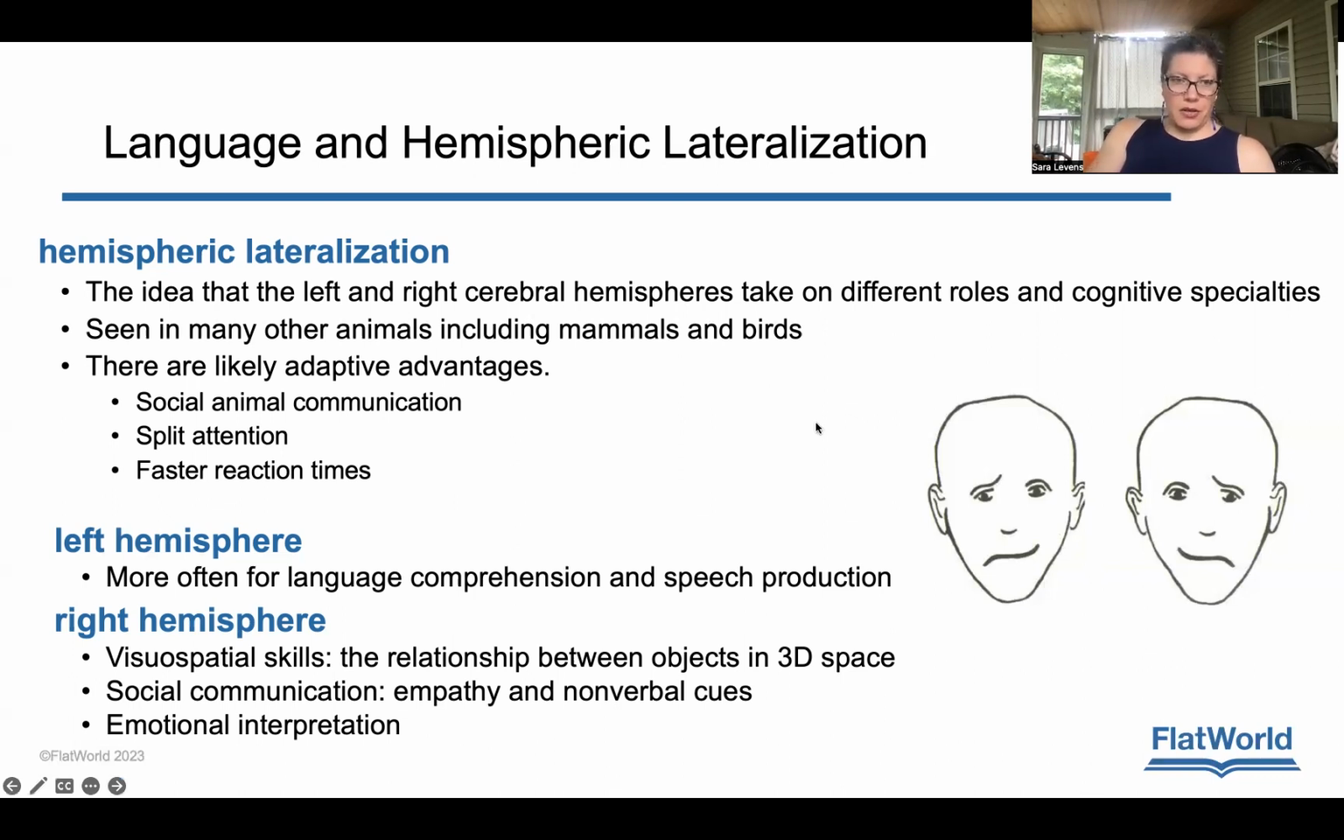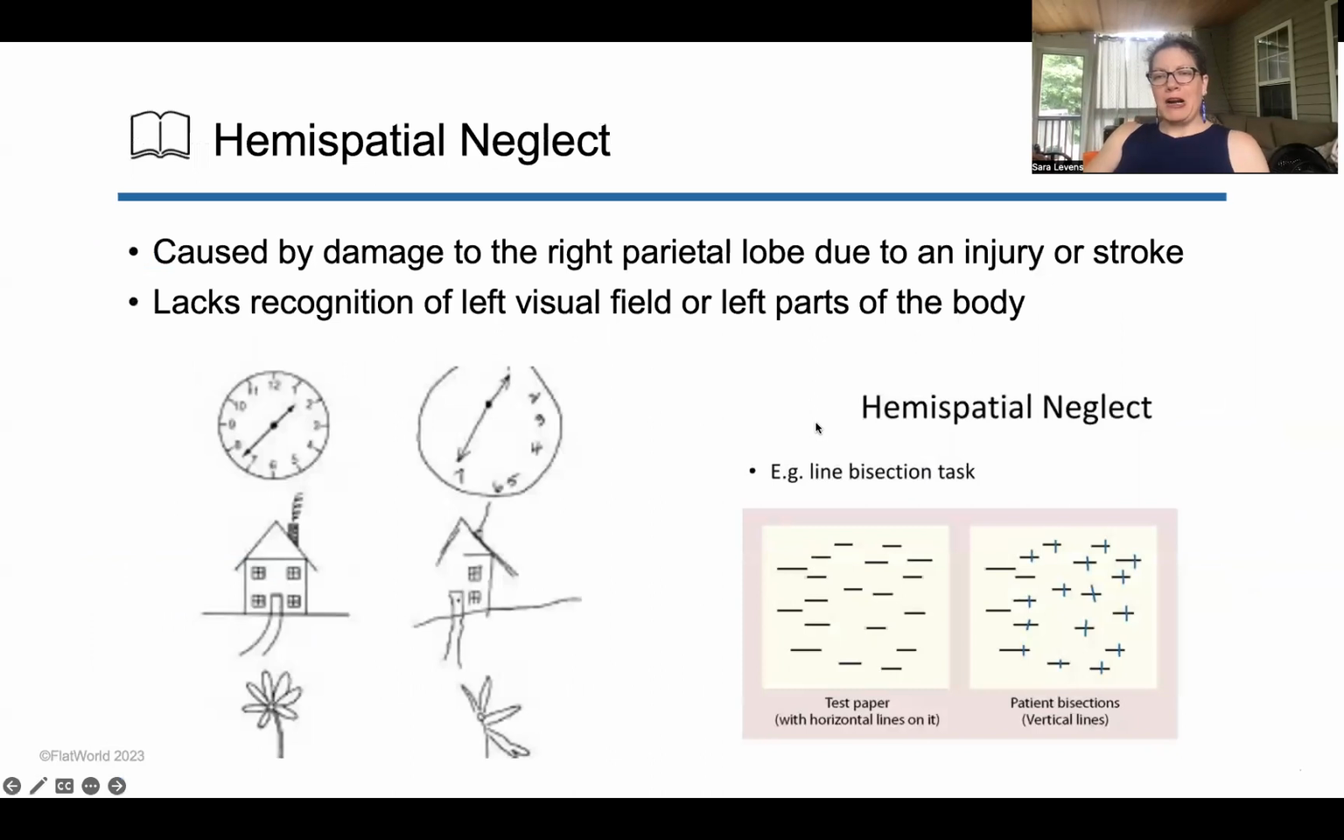All right, next is a very, very cool phenomenon called hemispatial neglect. I actually love talking about this in class because it's just super neat. It is caused by damage to the right parietal lobe due to injury or stroke, and it still happens. So it's basically your right parietal lobe right here. I'm looking at the right side of the camera.